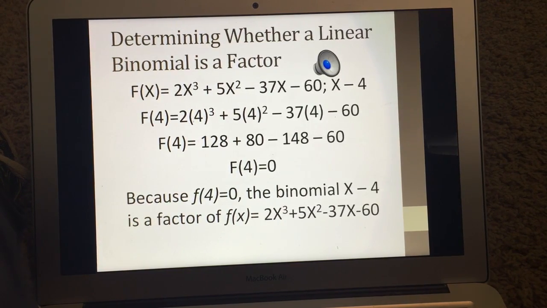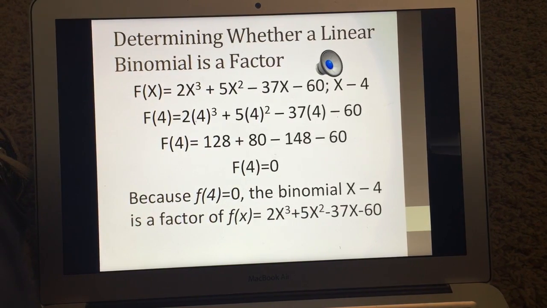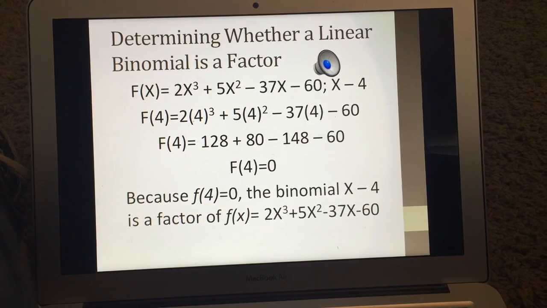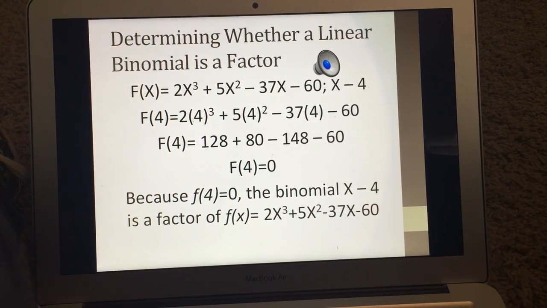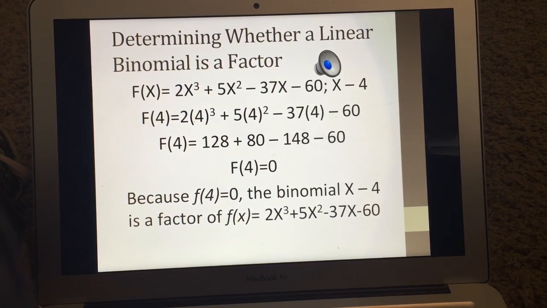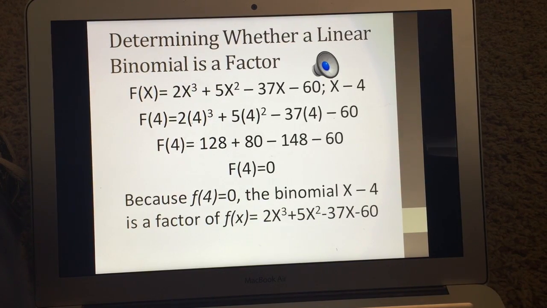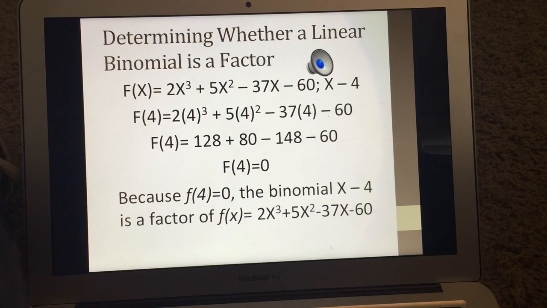So you get f of 4 equals 2 times 4 raised to the third plus 5 times 4 raised to the second minus 37 times 4 minus 60. So you just need to simplify from there. So you have f of 4 equals 128 plus 80 minus 148 minus 60. So add that all together and you get f of 4 equals 0. So because of the factor theorem, since f of 4 equals 0, the binomial x minus 4 is a factor of f of x equals 2x cubed plus 5x squared minus 37x minus 60.